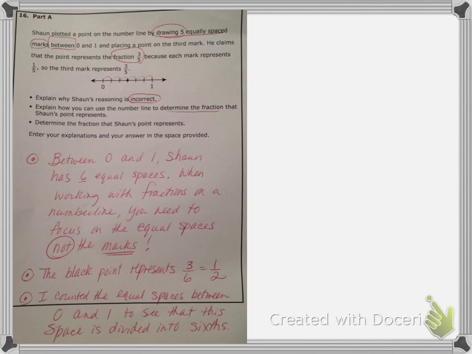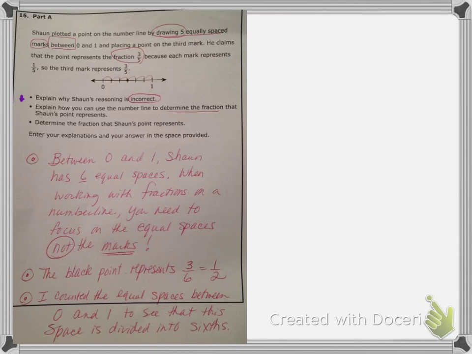Now that was very tricky. You know, when you're reading that, it's like, wait a minute, does that sound right? If you look at the first bullet right down here, it says, explain why Sean's reasoning is incorrect. Okay, so he is not right.